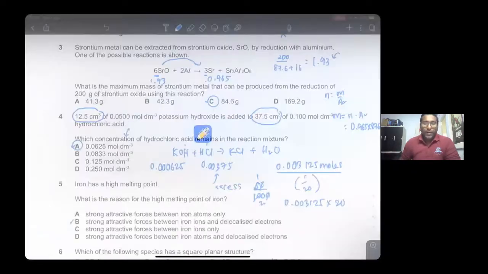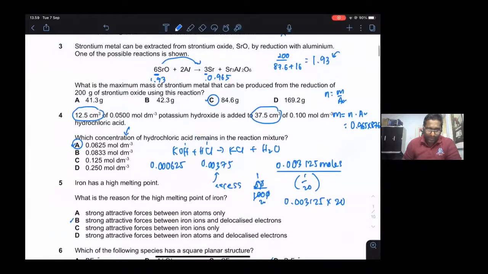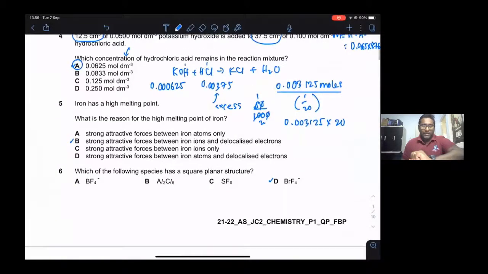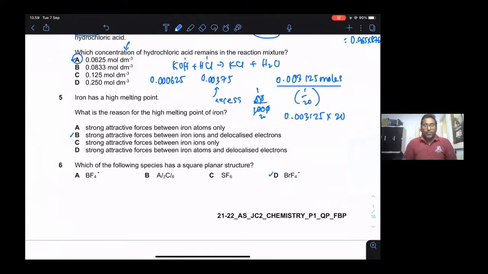So if you move on to question number 5: iron has a high melting point. Iron is a metal. So what is the reason?